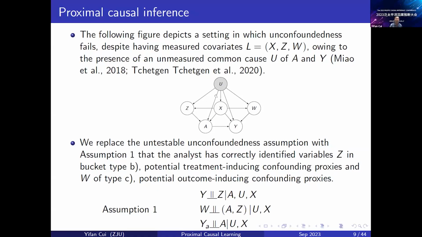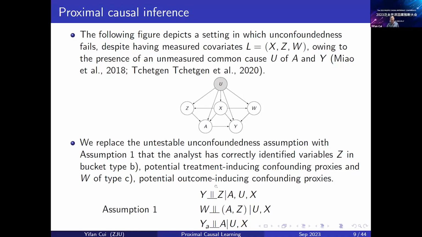In proximal causal inference, the essential idea is to replace the unconfoundedness assumption with the following assumption 1. The essential idea is to correctly classify the observed covariates L into the three buckets, type A, type B, type C proxy, so that assumption 1 holds.